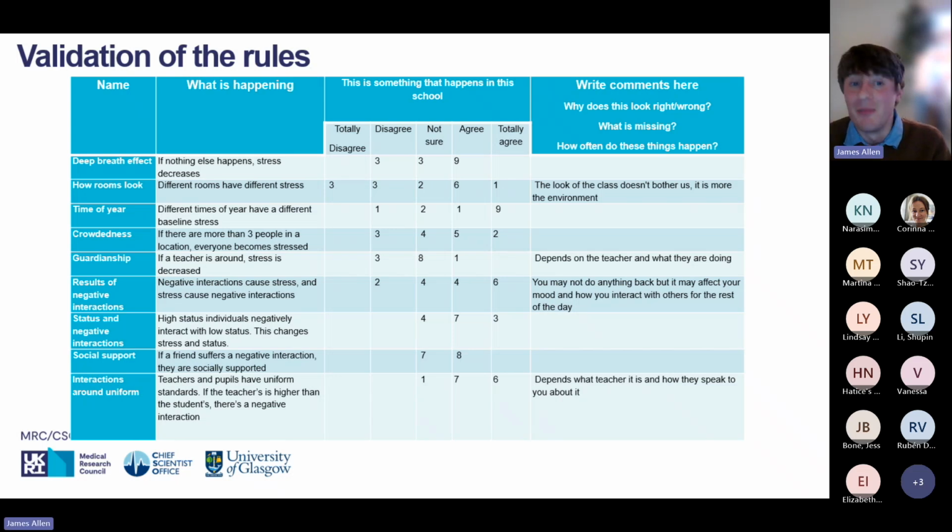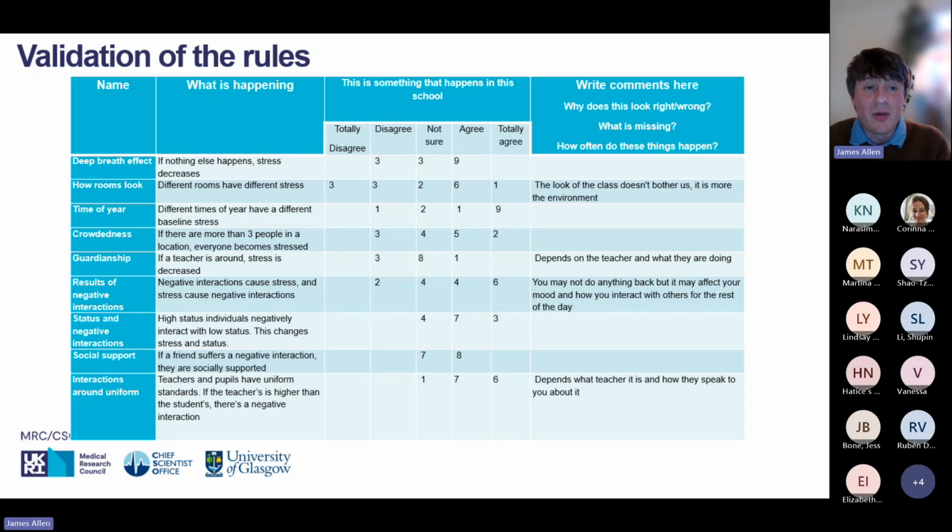inoffensive rule, I guess, that some times of year are more stressful than others. And really that's just thinking about exam times of the year. But we did get some totally disagree. So for the different rooms have different stress, there were some people who disagreed. And there was a comment there that actually the look of the class doesn't bother us. It's more the environment. So it's not really the color of the paint on the walls, but there is a kind of feeling that's still important.